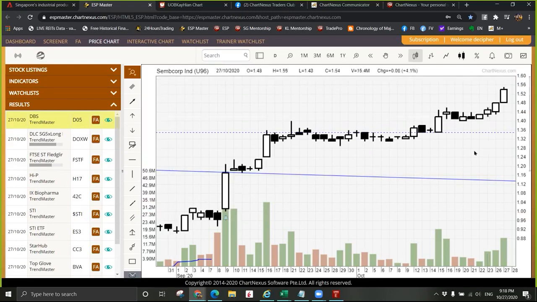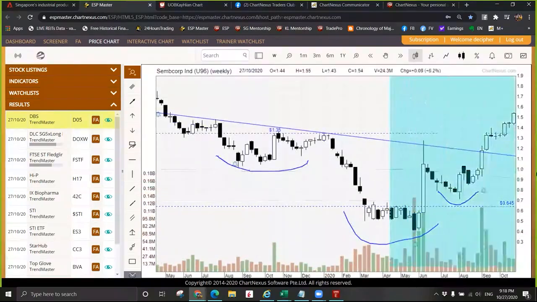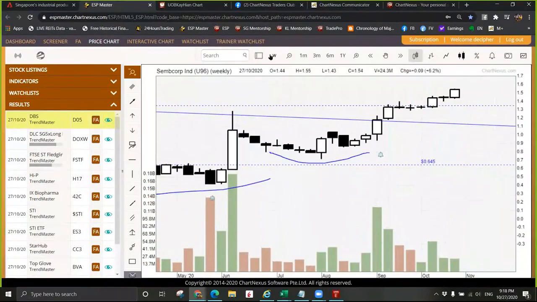So Sembawang Corp Industry. Now, this is the daily chart. So I will always like to check on the weekly chart. What is it doing as well? Now when I switch to the weekly chart, two time frames, daily chart and weekly chart, I need to get a sense of what the stock is doing. Is it bullish or bearish? Is a buyer in control or seller in control?